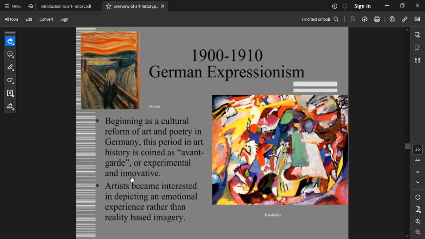So during this phase, the term avant-garde came in place, right? And this was again a German ideology, and artists became interested in depicting an emotional experience rather than reality-based imagery. So you will find these two are in sharp contrast with realism. In realism, what you see is what it is, but here beyond the representative visual, there is also symbolic expression. There is some visual metaphor.